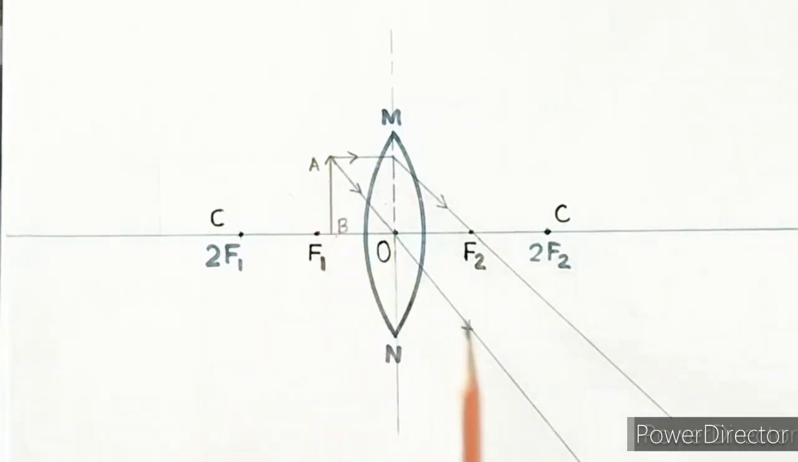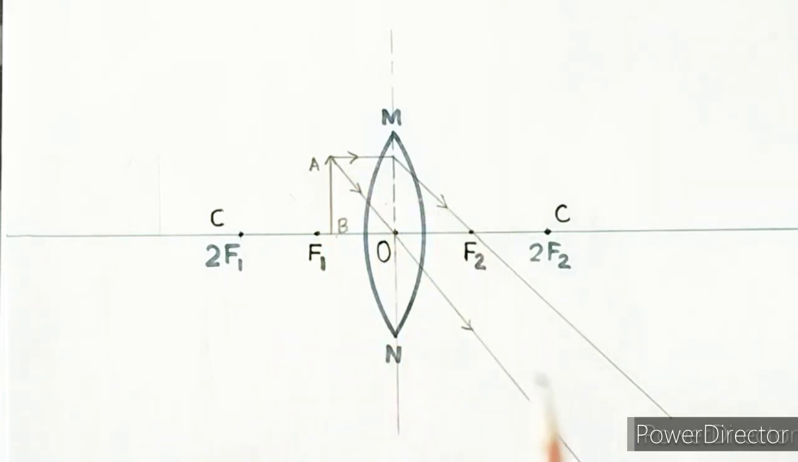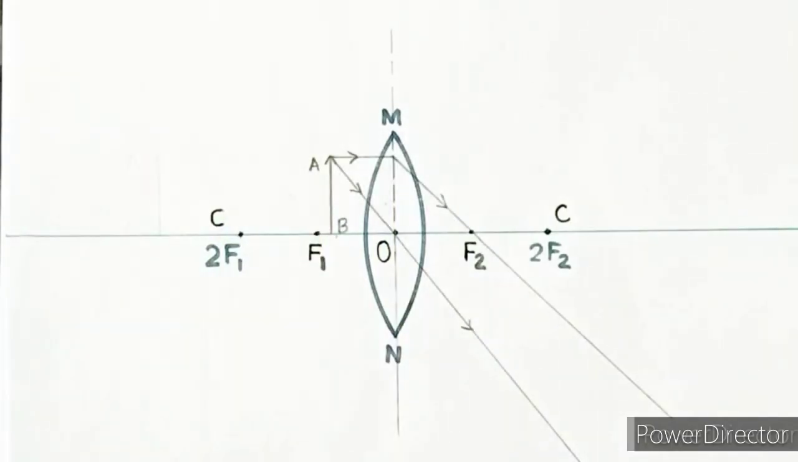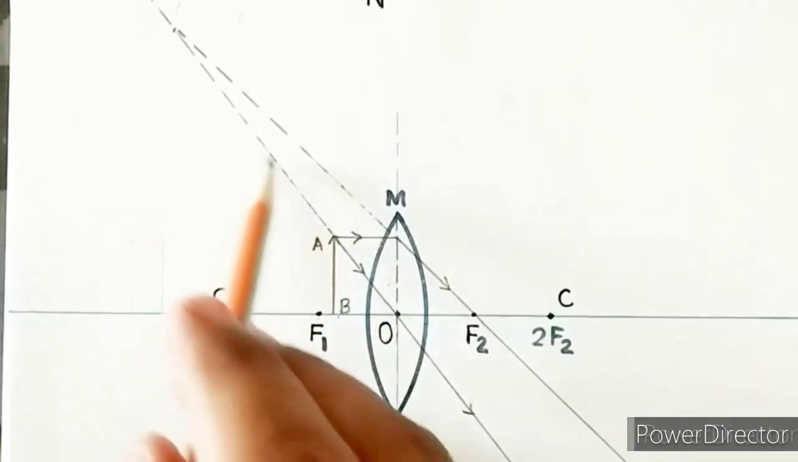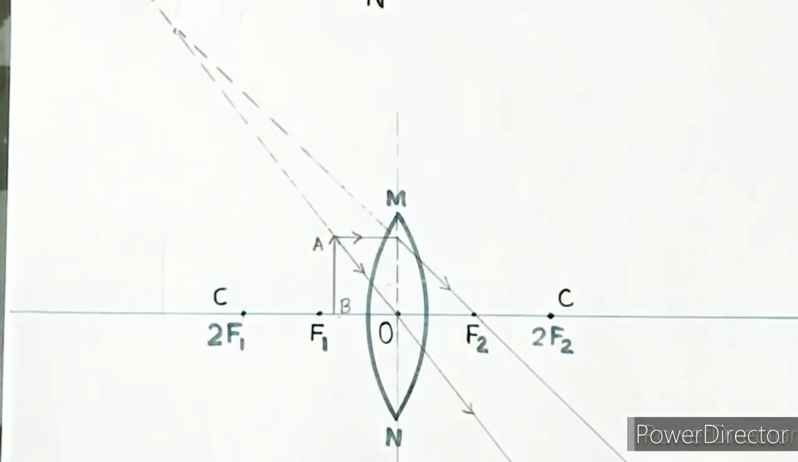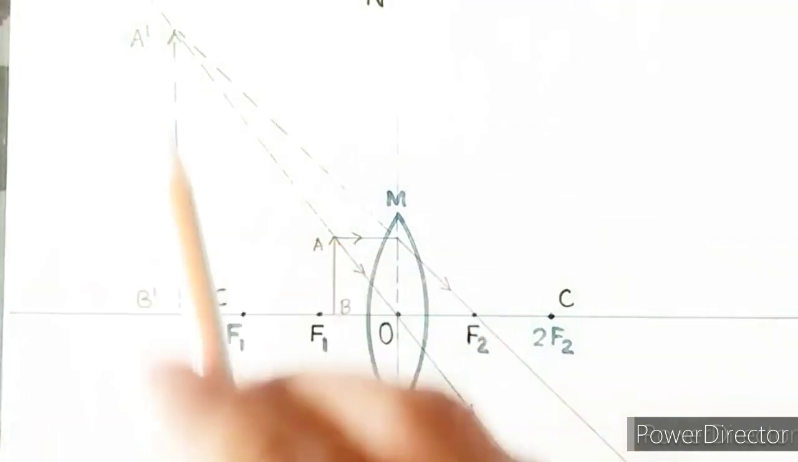But after drawing this, you see that they are not going to meet because they are diverging. They are neither parallel nor converging, but diverging. So they will never meet on this side. So what we have to do is extend this backward. When I extend them backward, they appear to meet here at this point. So here the image will be formed.